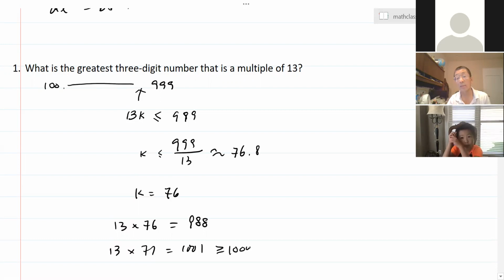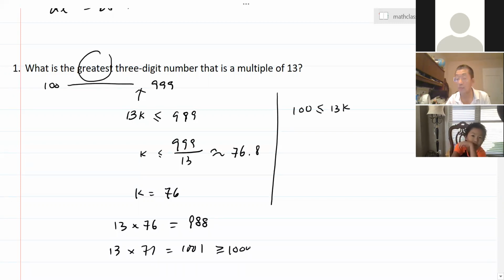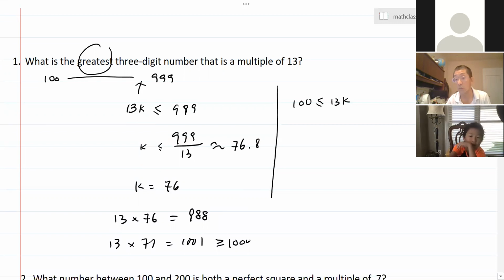Okay, well, yeah, 988 is the answer to the question. But if I change greatest to the least, then you have to find the smallest one, right? If you want to find the smallest one, the least three-digit number is going to be, you know, 100 should be less than or equal to 13K, and you find the smallest possible. Yeah, 104 is the answer.